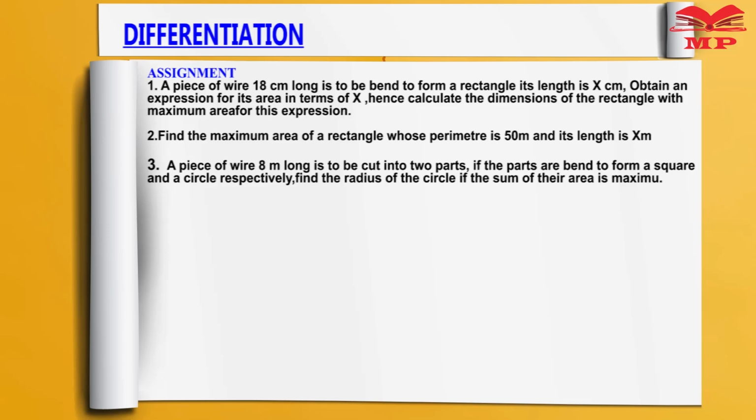Then question number 2, find the maximum area of a rectangle whose perimeter is 50 meters and its length is x meters. Finally, a piece of wire 8 meters long is to be cut into 2 parts. If the parts are bent to form a square and a circle respectively, find the radius of the circle if the sum of their areas is maximum.